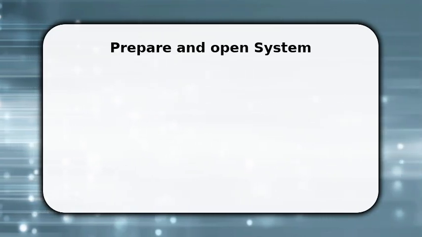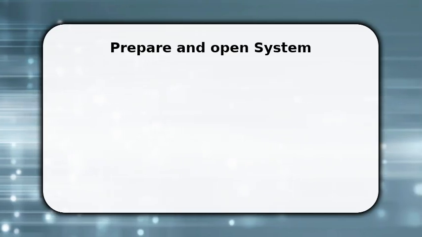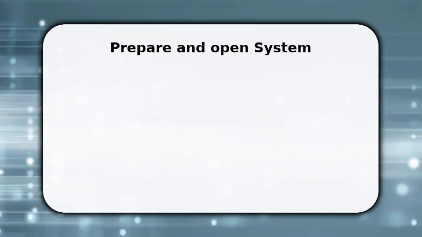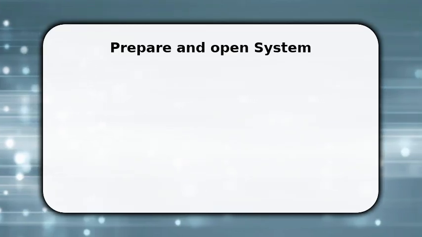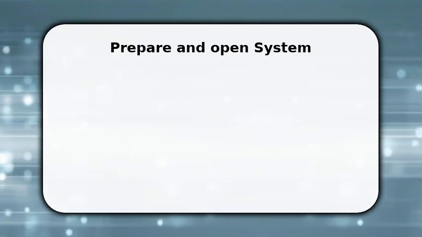Focus on the System Protection tab. Make sure the drive you want protected shows protection, on or off. If off, you'll enable it next. This step positions you to configure and create a point immediately without unnecessary detours.